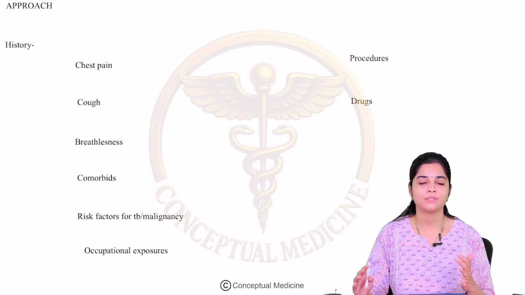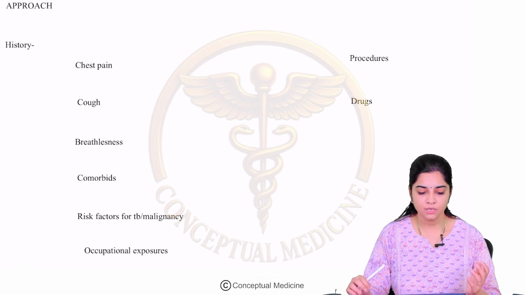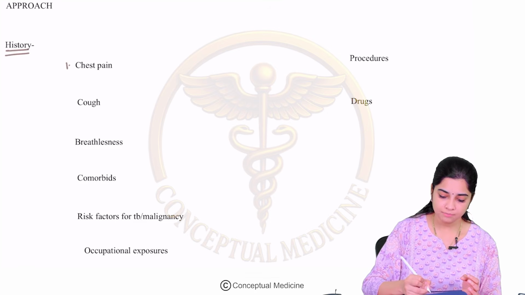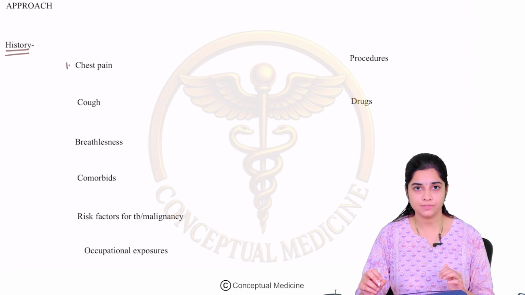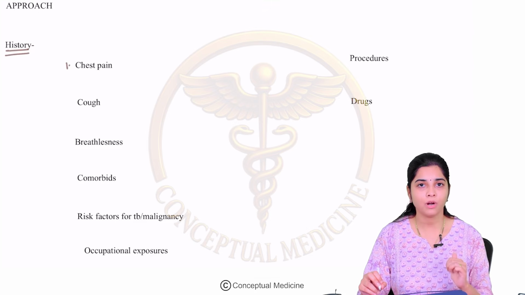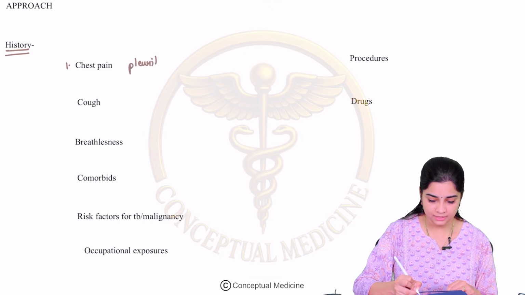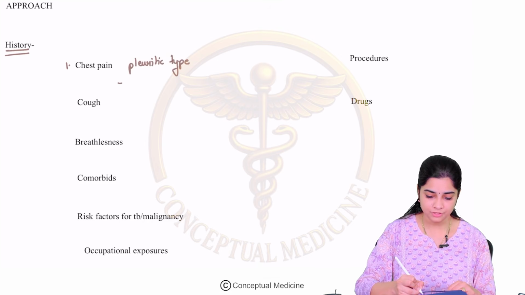This may be given as your clinical case in the final exam. So how do you approach? So history. The first complaint that they present with is the presence of chest pain. What type of chest pain will they have? They will have a pleuritic type of chest pain. How do you describe a pleuritic type of chest pain?